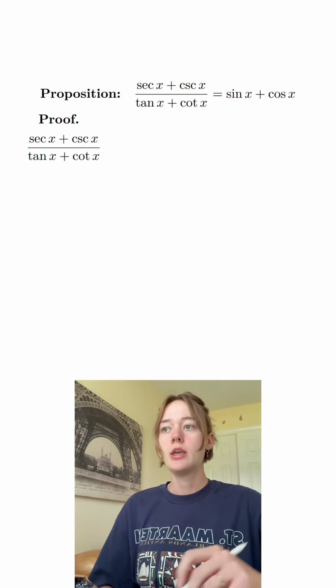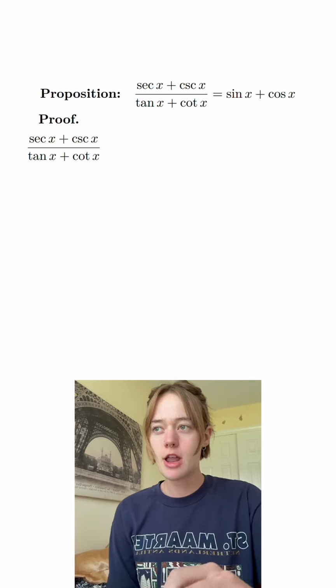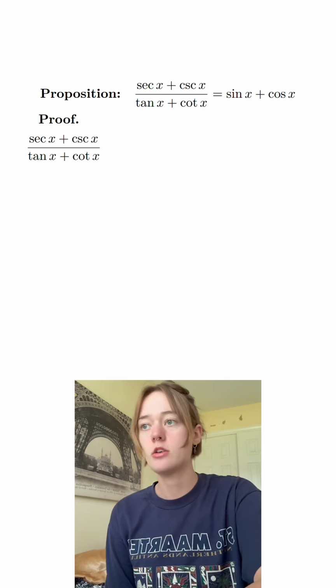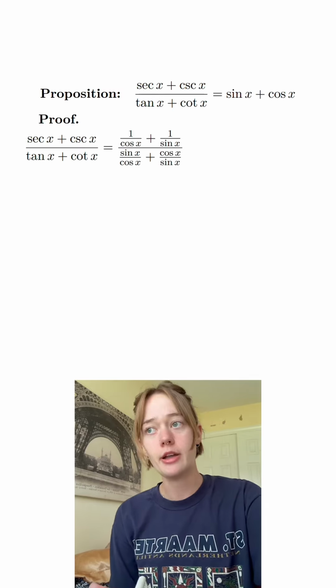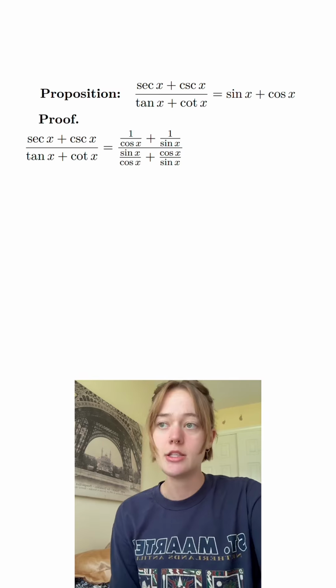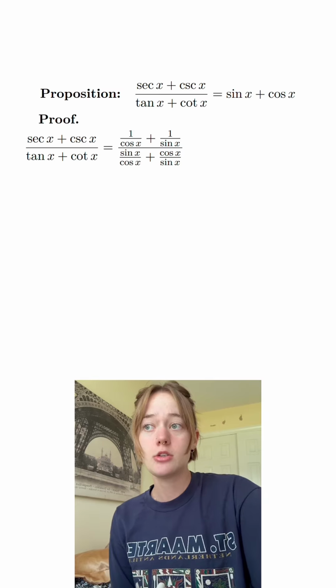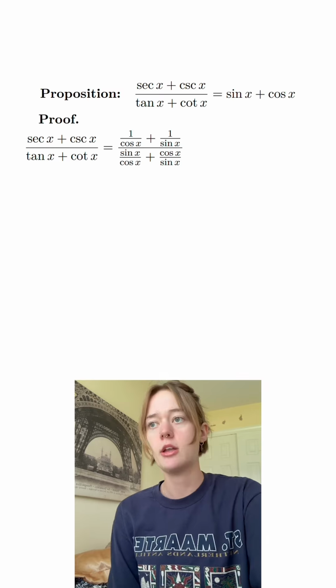So let's try that. A good first step for a lot of these is to convert everything in terms of sines and cosines. So if we do that, we're gonna get this, right? Secant is the reciprocal of cosine, cosecant is the reciprocal of sine, tangent is sine over cosine, cotangent is the reciprocal of that, cosine over sine.